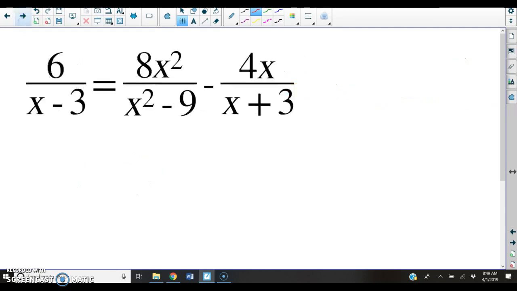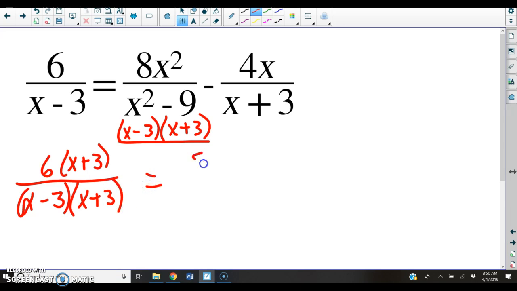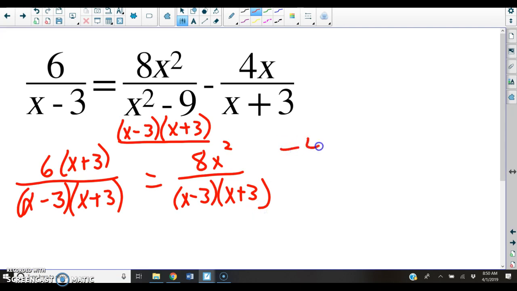Okay, here's one where you cannot do that first method. You cannot move the x minus 3. If we factor this x squared minus 9, we see that our common denominator will be this denominator. So if I multiply the first one by the x plus 3 over x plus 3, equals, the other side doesn't need to change for the first fraction, but the last one, and I'm going to put the minus 4 in the top, I need the x minus 3.